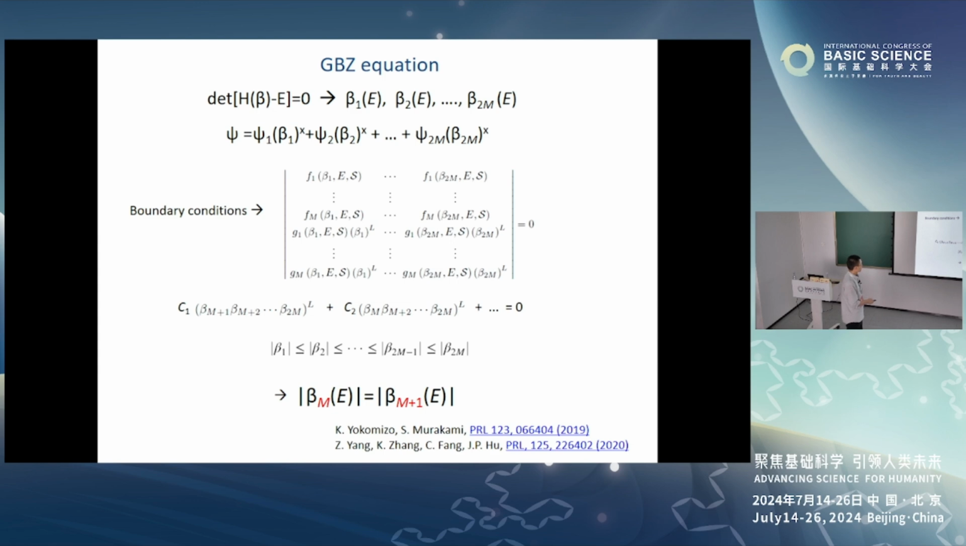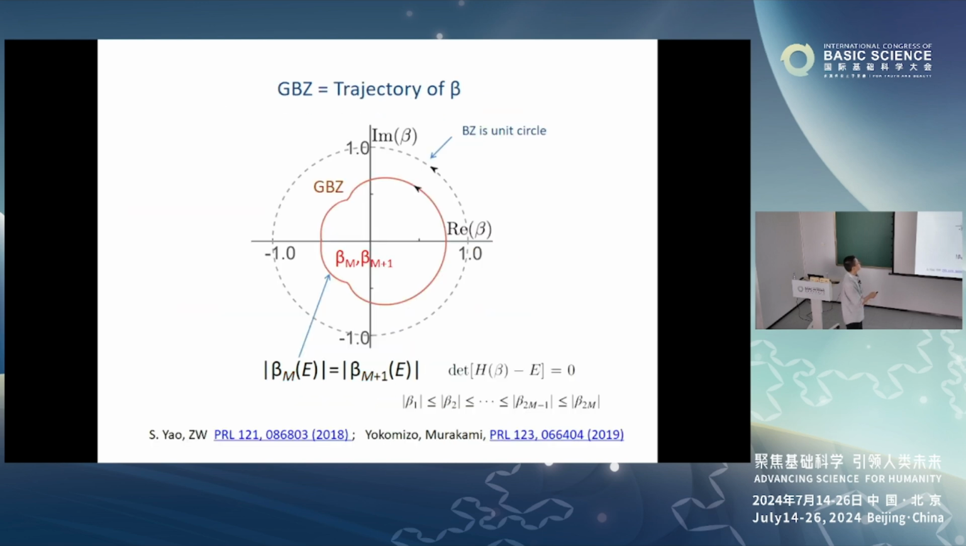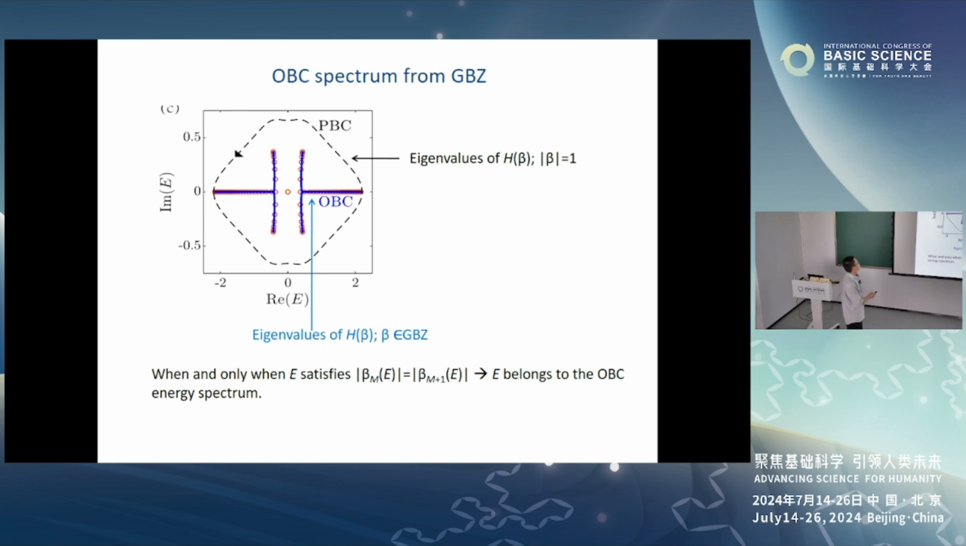This general equation was derived by these two people, Yokomizo and Murakami. All the solutions to this GBZ equation form a curve, which is called the generalized Brillouin zone, the GBZ. With this generalized zone, we can do a lot of things. For example, we can calculate the energy spectrum under open boundary conditions in the thermodynamic limit without diagonalizing the big real space Hamiltonian. We write down the Bloch Hamiltonian, then we take beta on the GBZ, and the eigenvalues of the Hamiltonian give us the spectrum.